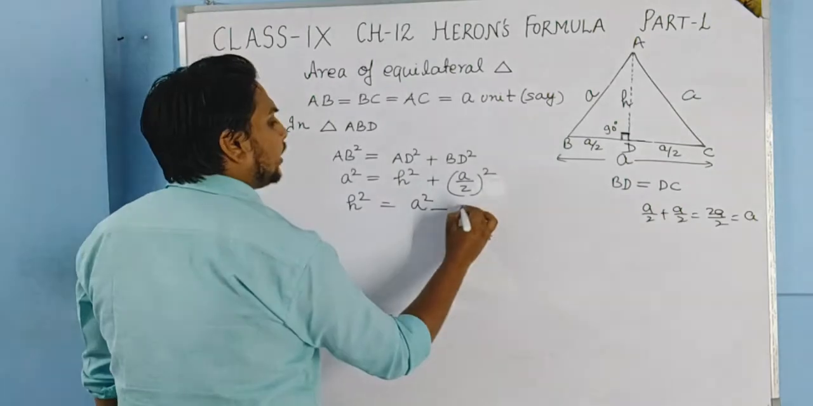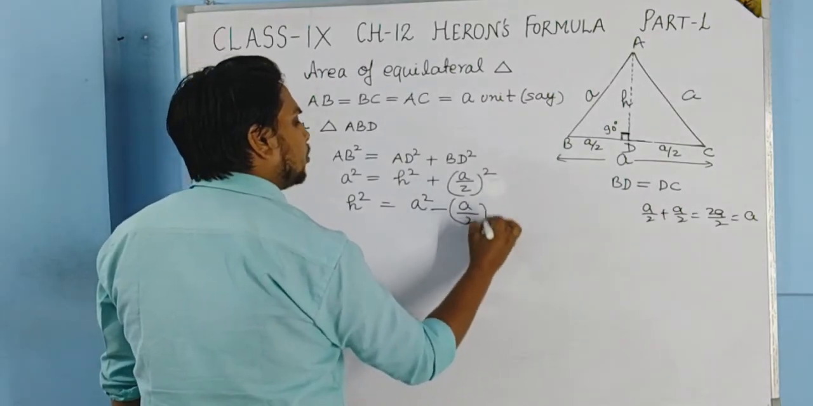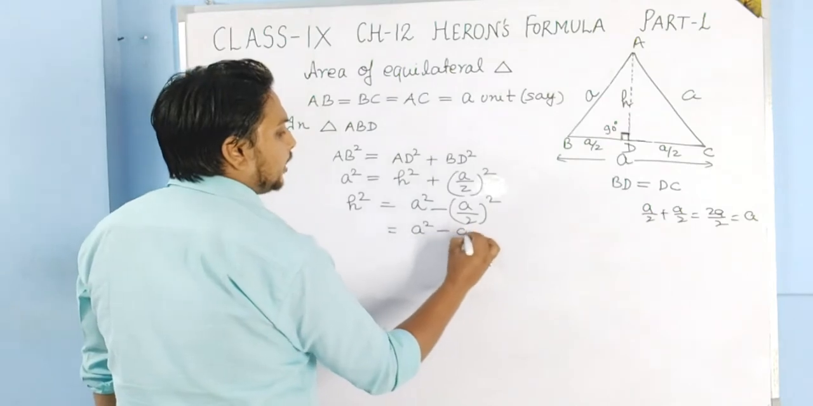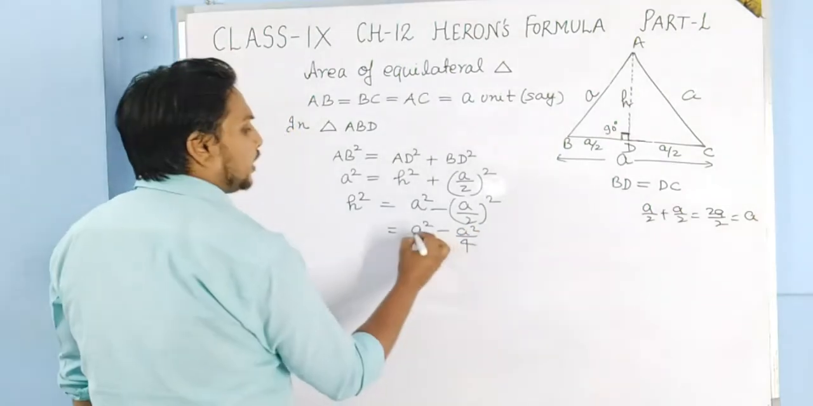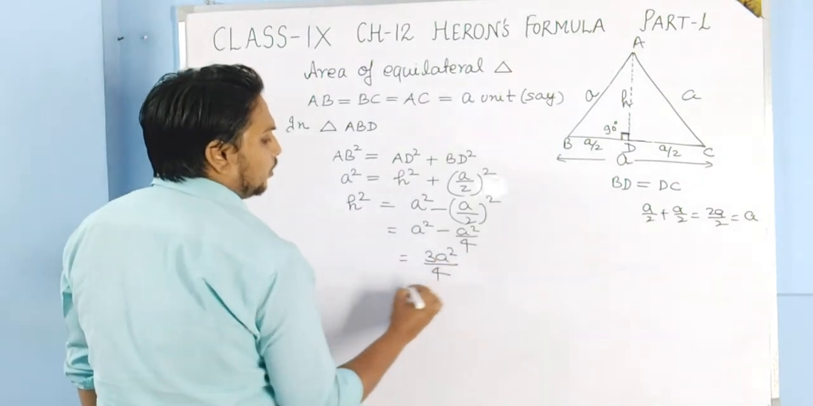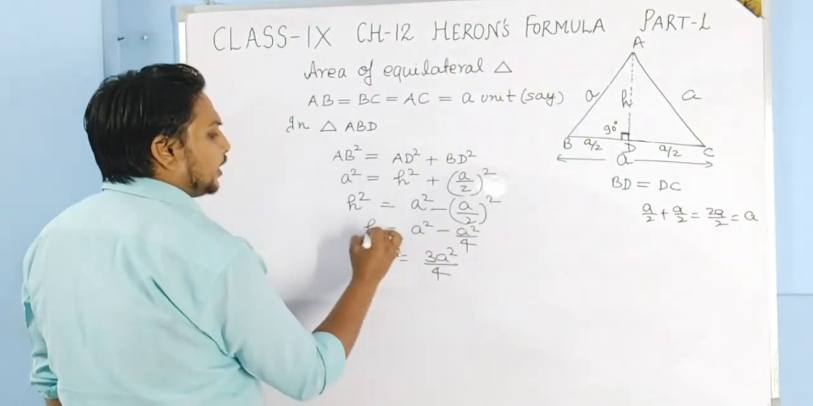So what will you get? A square minus A by 2 whole square. From here you can say that it will be A square by 4, so 4A square minus A square will be 3A square by 4. Okay, so this is the value of H square.